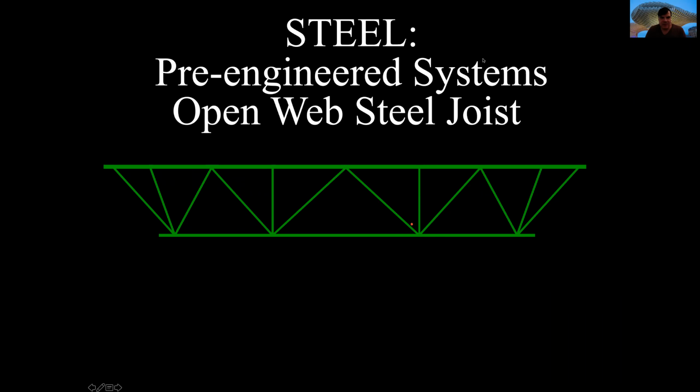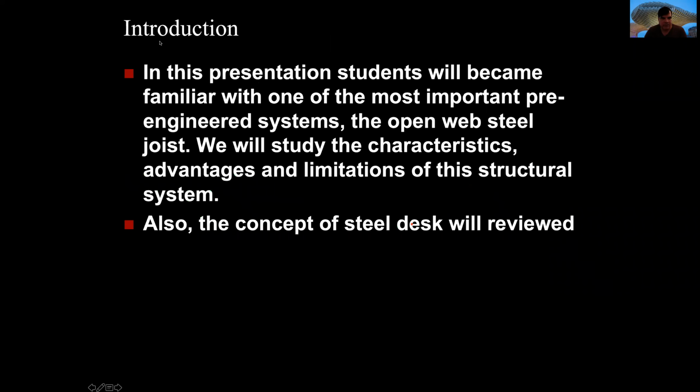This presentation is about steel pre-engineering systems. Pre-engineering systems are systems that are already calculated, like trusses, and in our particular case, it is about open web joists. Open web joists are elements that are very good to be used when we have long spans and the loads are not that big. In this presentation, we will study this particular open web joist and the characteristics, advantages, and limitations of this structural system, and also the concept of steel deck.